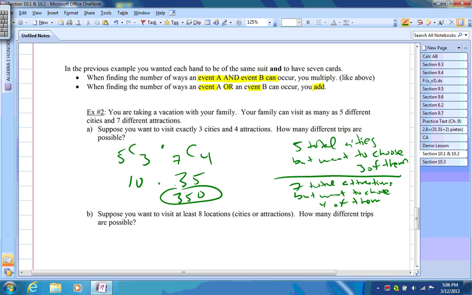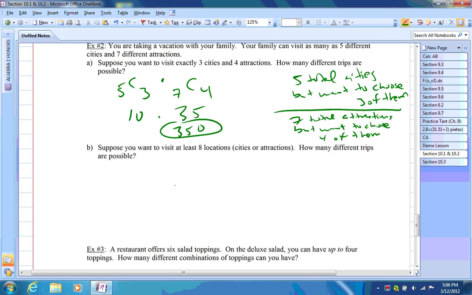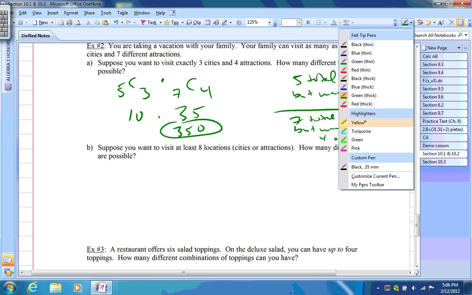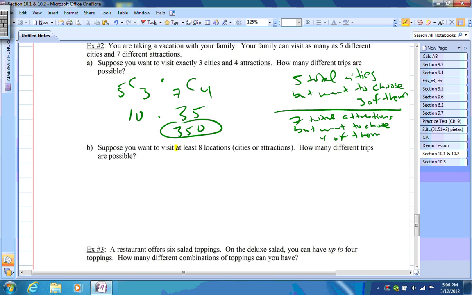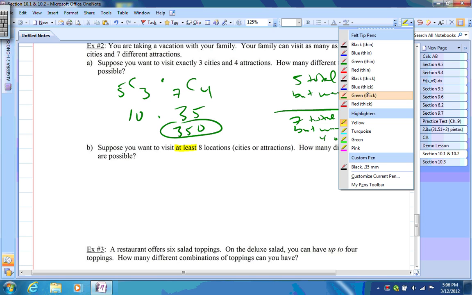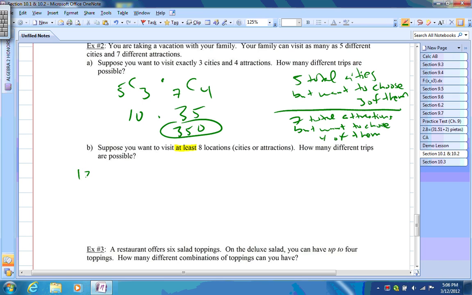But let's say I want to visit at least 8 locations. Then how many trips are possible? This is a little tricky. So I highlight the words at least. So clearly there are 12 locations total. 5 cities, 7 different attractions. And you want at least 8 locations.